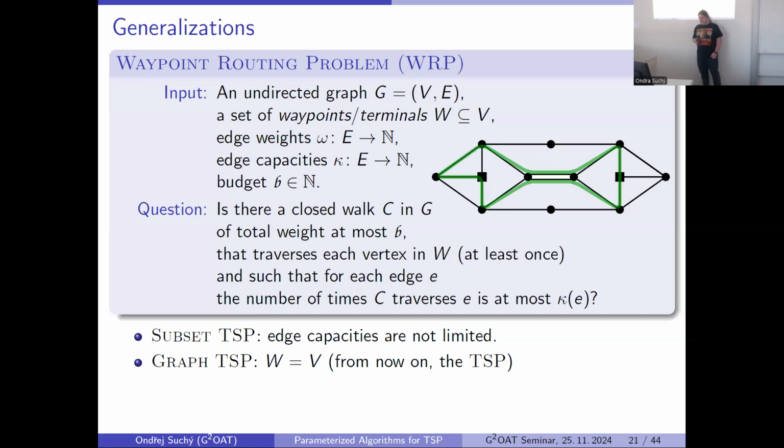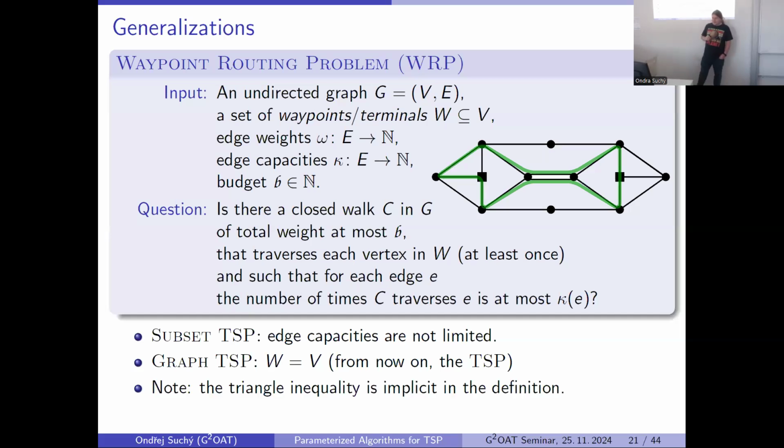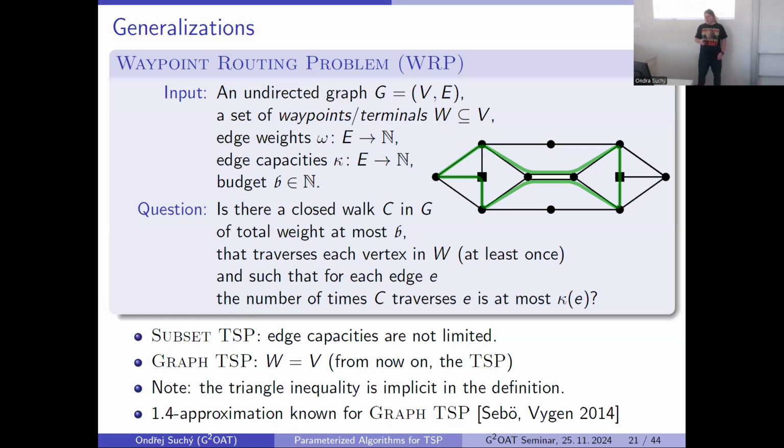And yeah, so here is some solution for the given instance. One of the edges is drawn as a double edge. That means that it has capacity 2. You will see shortly that capacities 1 and 2 are enough. But what you should note is that this definition has the triangle inequality included by definition. It's implicit in the definition. You don't have to say that you have it; you have it by definition. And there is a 1.4 approximation for graph TSP. It's better than Christofides-Serdyukov for general triangle inequality.